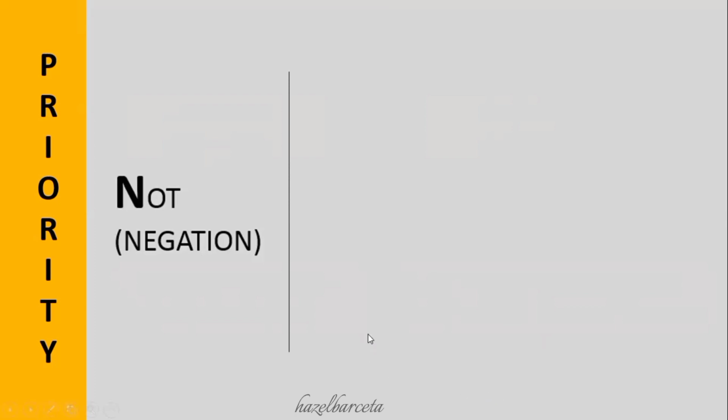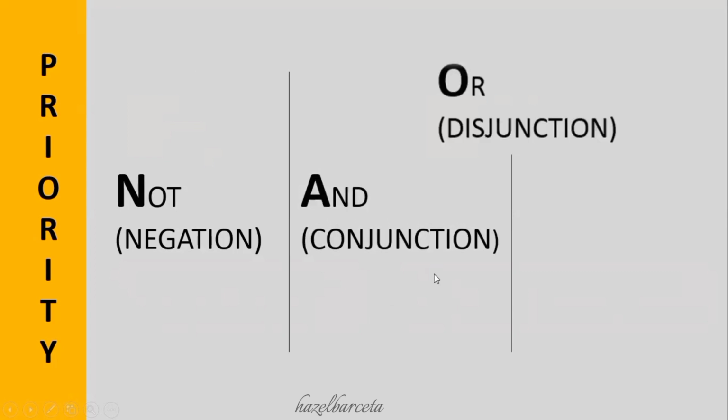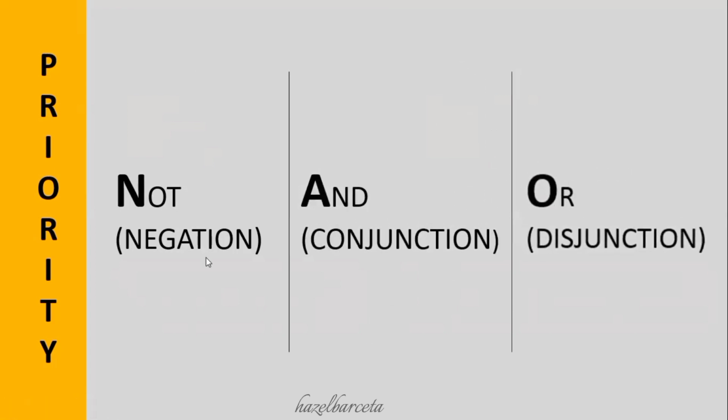And next is A. So, our mnemonic is now NAO. So, next is A with multiplication. And the last is O for the addition. So, here, our mnemonic is NAO now for the priority sa ating Boolean. So, with complements, multiplication, and addition. Okay? So that's all. We have the basic operation, the laws, and the priority. We are now ready to solve the problem.